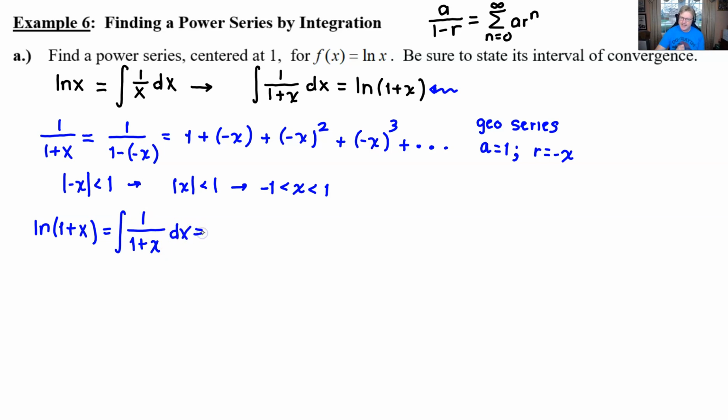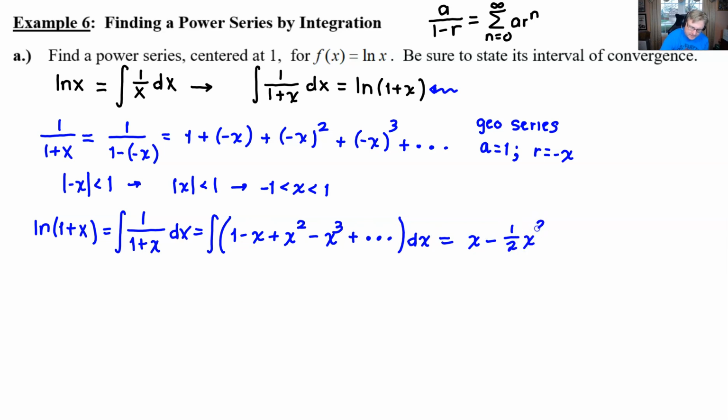So what should we do about that? Well, I say we just integrate our expression that we have up here. And in fact, I'll probably go ahead and do a little simplifying with it as I write those terms. So it would look a little something like this. And if we do indeed integrate, we find that we get x minus 1/2 x squared plus 1/3 x cubed minus 1/4 x to the 4th.